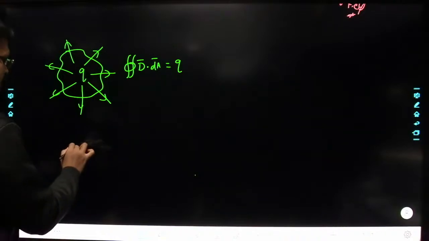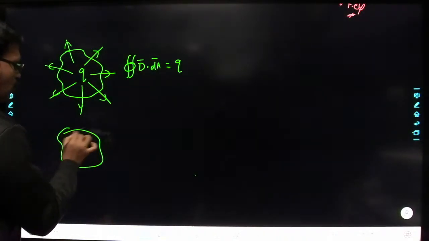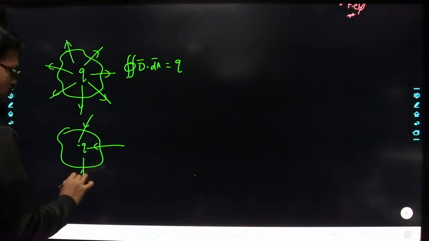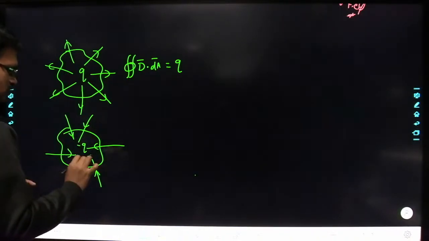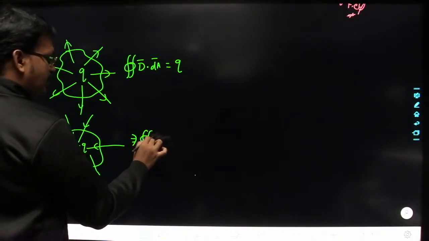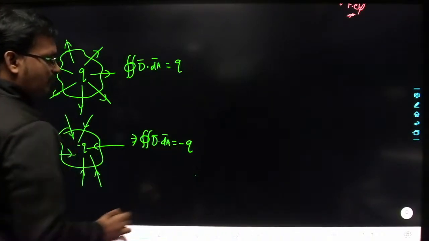Now if I consider minus q here, then what will happen? All the field lines are going to enter, moving or converging towards the charge. So in this case, the electric flux leaving the closed surface is equal to minus q.